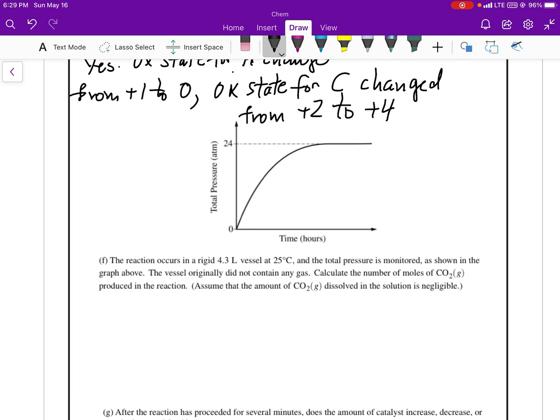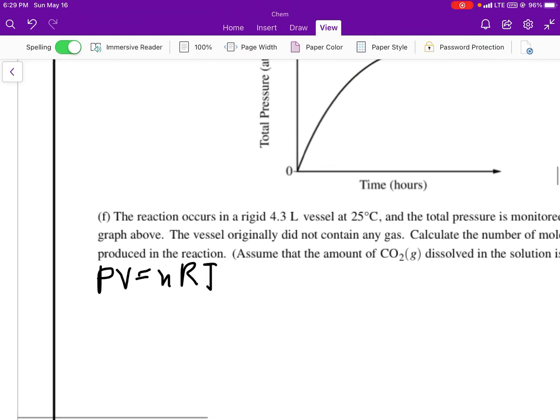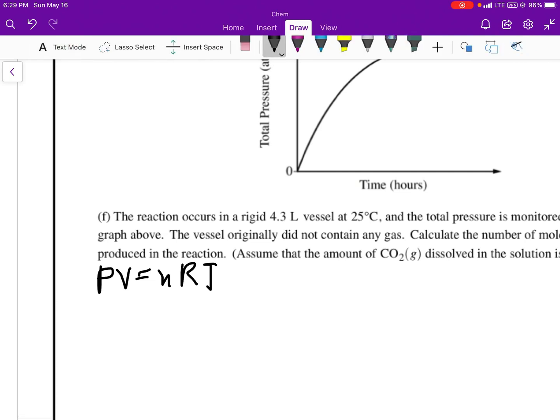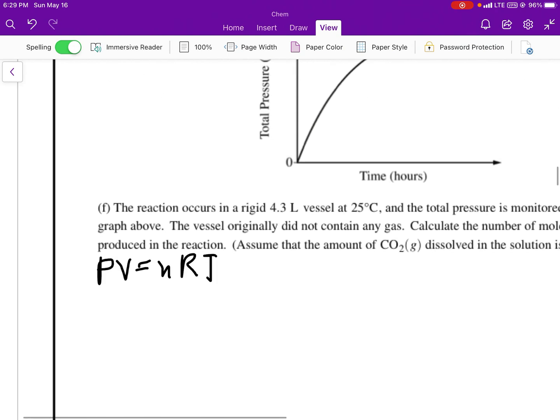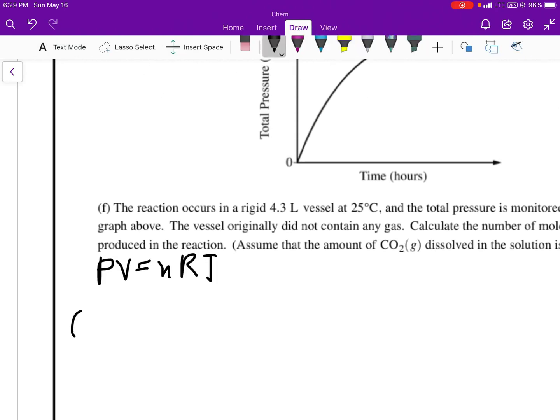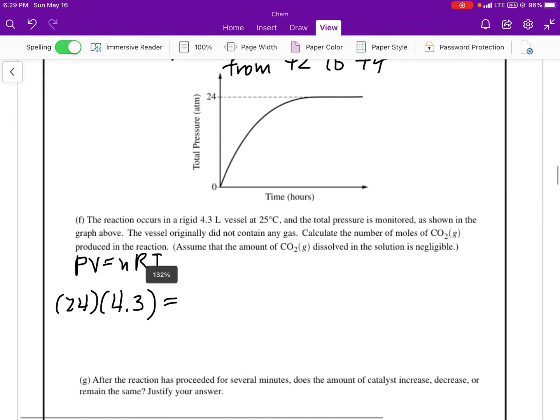It involves gas. You're given temperature, you're given volume, and you want to find moles. So this should ring a bell, the ideal gas law. PV is equal to nRT. Right? So now let's work with this. So you're given the pressure. The pressure at the end of the reaction, if you look at the graph, is 24 atmospheres. I'm not going to write units. And the volume is 4.3 liters. And you're trying to determine the number of moles.